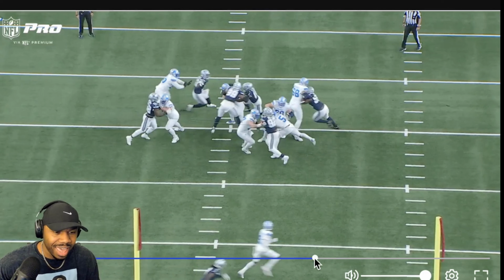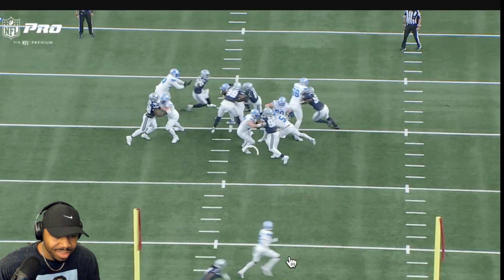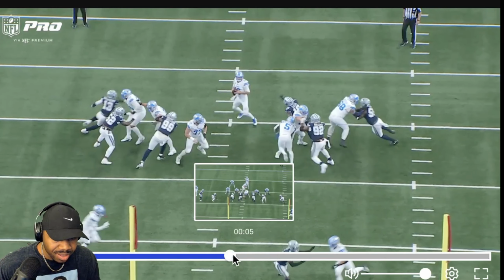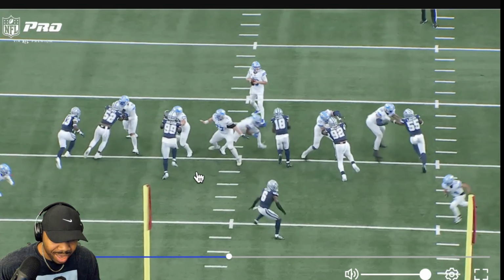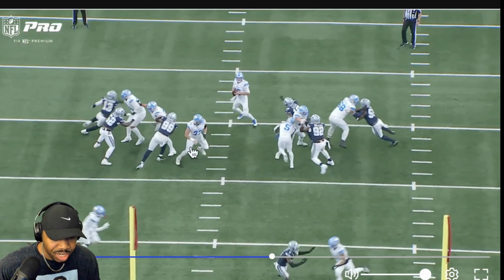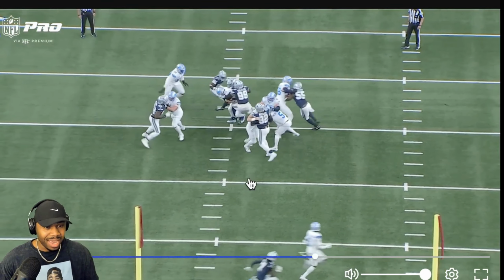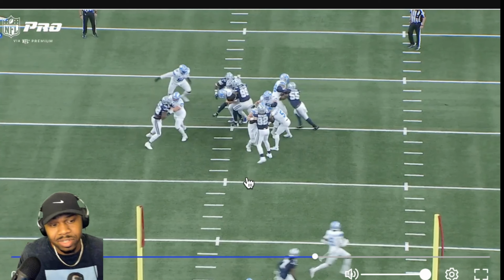Actually, it wasn't that guy. It was 90. It was the other guy. This dude. Boom. Look at that pass rush. Boom. The center didn't know who to help out on. He thought his boy had him. I mean, he did a good job. But damn. That's a bad job on this one. Let's get to the next one.